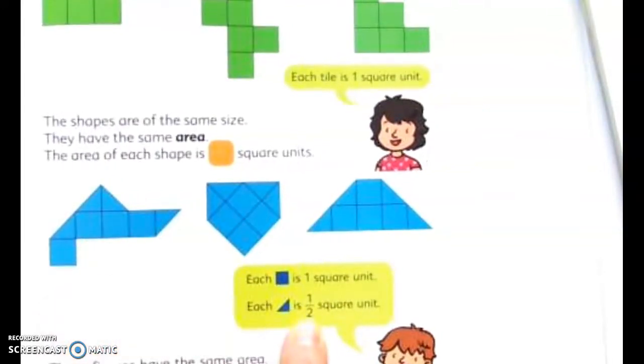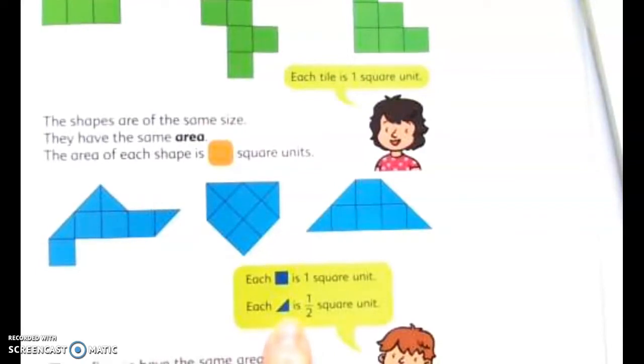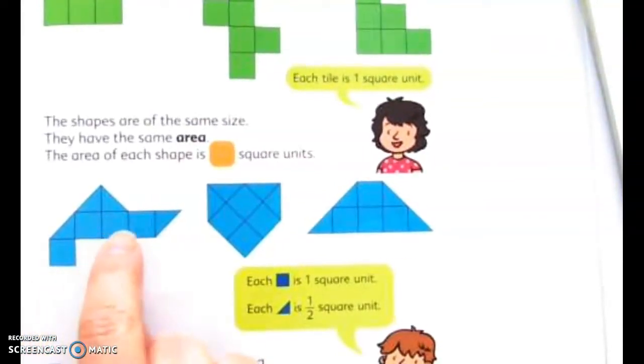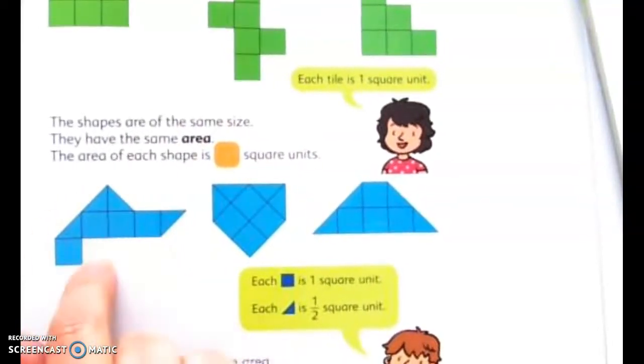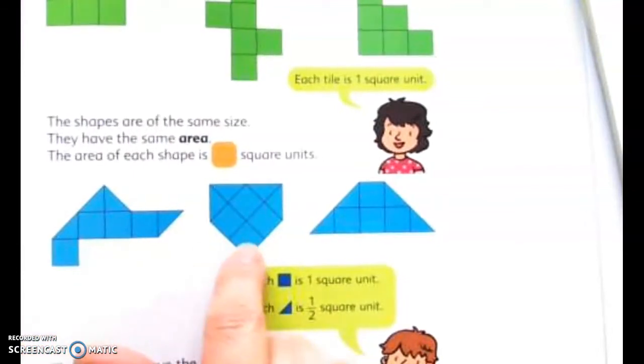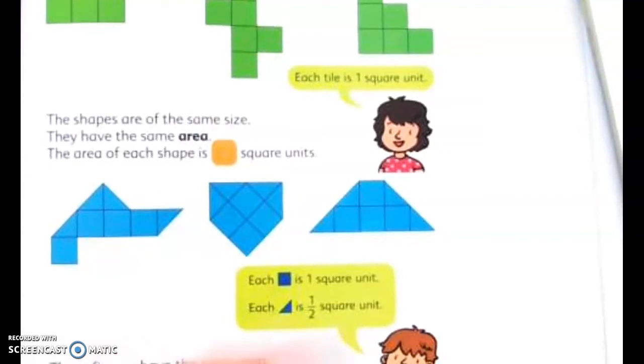However, some of them, if you notice, there's some triangles instead. If you take a square and cut it diagonally in half, you get 2 triangles, don't you? So 2 triangles take up the amount of space as 1 square. So each triangle is a half of a square unit. So we're going to count 1, 2, 3, 4, 4.5, 5, 5.5, 6. So it takes 6 square units. Same thing here, 4, 4.5, 5, 5.5, 6. And again, 6. So all of these things on this page have 6 square units.